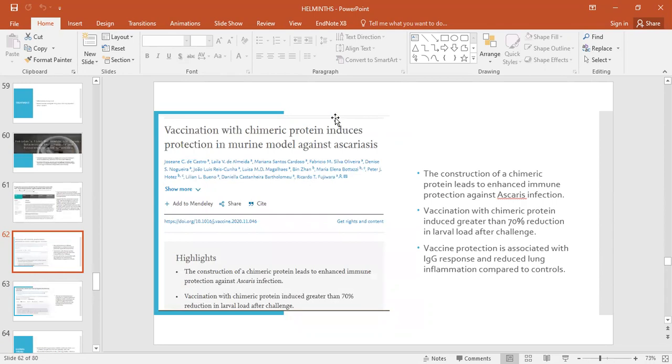There is another research article on vaccination with a chimeric protein that induces protection in a murine model against Ascaris. According to this article, the construction of the chimeric protein leads to enhanced immune protection against Ascaris infection. Vaccination with the chimeric protein induced greater than 70% reduction in the larval load after challenge. Vaccine protection is associated with IgG response and reduced lung inflammation compared to controls.